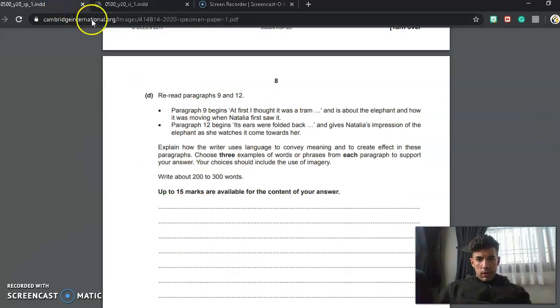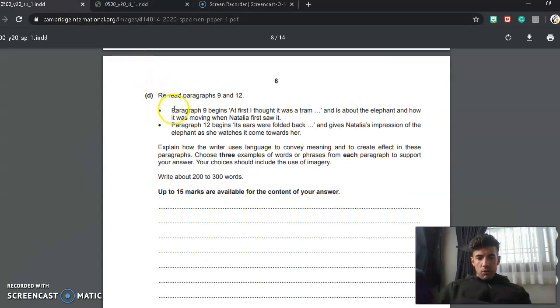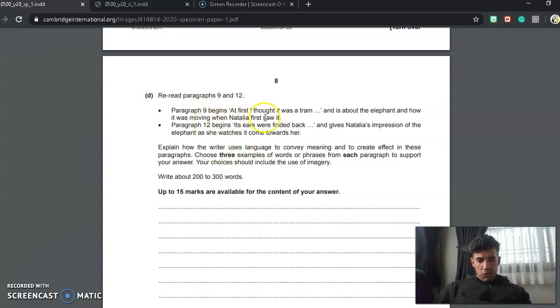Now, the question directs you to paragraph 9 first, and then paragraph 12, and not much has changed in terms of what is expected. The wording has changed. I'll just read it out. Explain how the writer uses language to convey meaning and to create effect in these paragraphs. Choose 3 examples from each. So you're going to have 6 in total. Imagery is the primary focus, but you can look at sentence structure and word level stuff, so adjectives, verbs, and as I've said, imagery, so personification, metaphor, similes, etc.